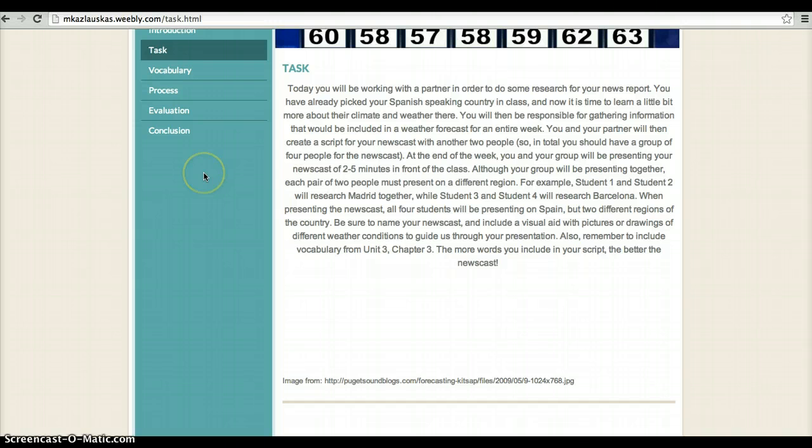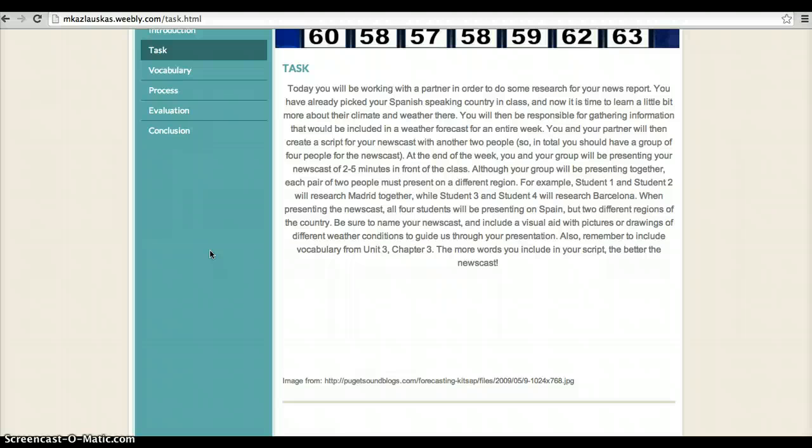So each person will go through this web quest. You can have them go through it individually or with their partners, but basically they're going to take notes throughout this web quest, and then at the end of the week do a 2 to 5 minute presentation. Your group will be presenting it together, and each pair of 2 people must present on a different region. I know that you like to do specific countries, so my example was student 1 and student 2 will be researching Madrid, while student 3 and 4 will do Barcelona.